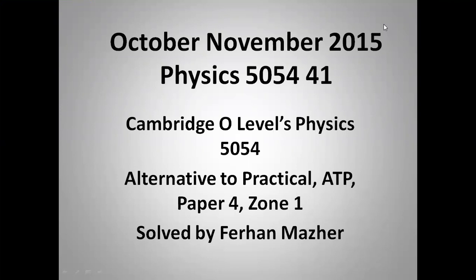Right now, I am with the 11th Cambridge class, and we are preparing for the upcoming Cambridge exams. The subject we are studying is Physics 5054. This is Cambridge O Level Physics, and today we have set our hearts to solve the alternative to practical paper. We call it ATP, and we also call it paper 4. Today we have selected the October/November 2015 paper 4-1. This paper 4 belongs to zone 1, or you can say variant 1.